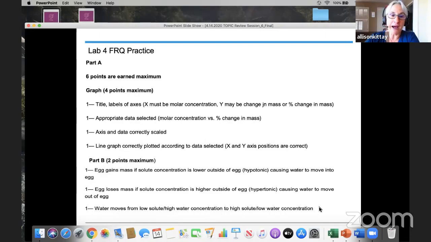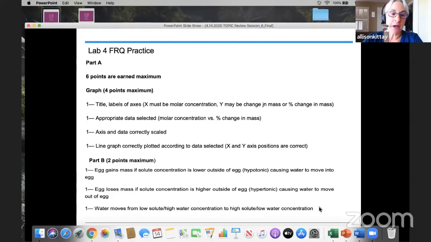So for the graph, you should have a title. Your axes should be labeled. The X must be molar concentration, and Y may be change in mass or percent change in mass. You want to make sure that you have your appropriate data selected, that the axis and data are correctly scaled, and that the line graph correctly plots those points according to the data that you selected. You draw a best fit line, and in part B, we're going to determine that concentration.